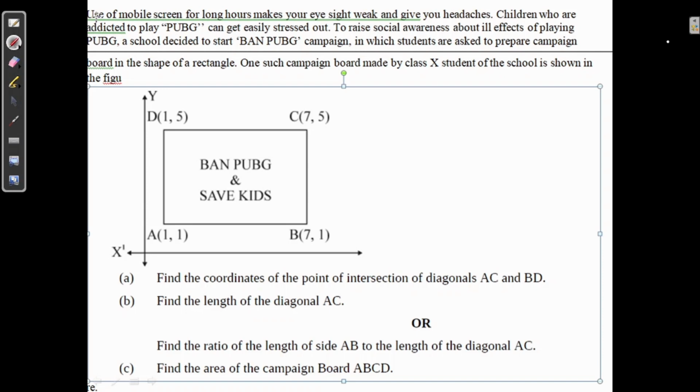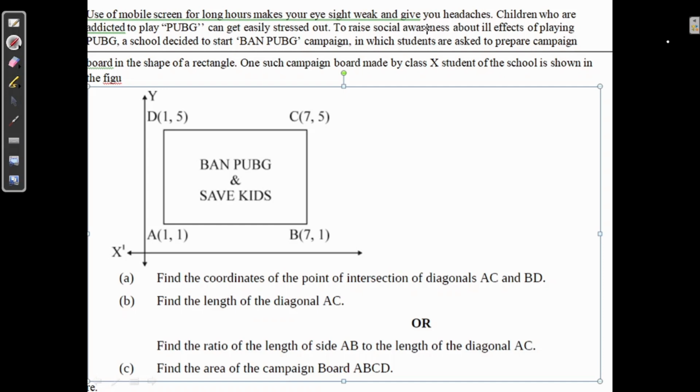Use of mobile screen for long hours makes your eyesight weak and give you headache. Children who are addicted to play PUBG can get easily stressed out. To raise social awareness about ill effect of playing PUBG, a school decided to start ban PUBG campaign, in which students are asked to prepare campaign board in shape of rectangle. One such campaign board made by class 10th student of the school is shown in the figure.